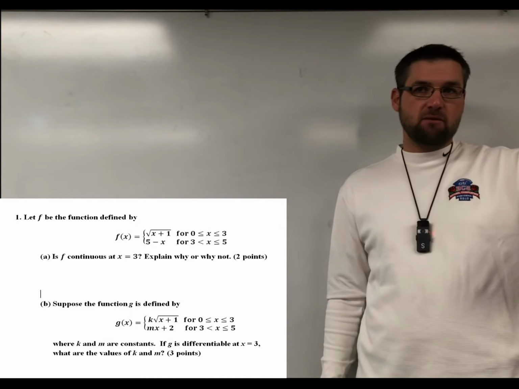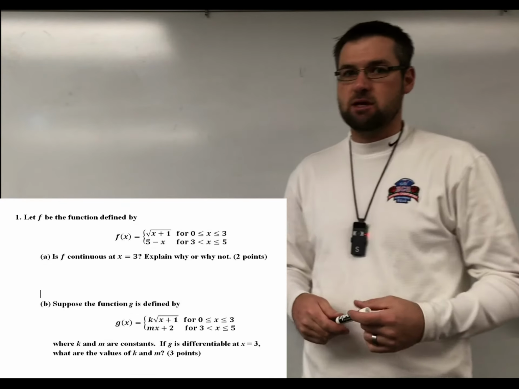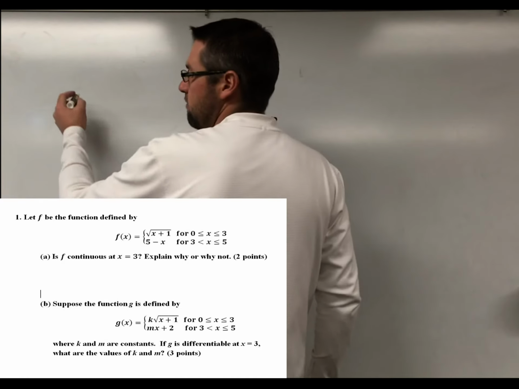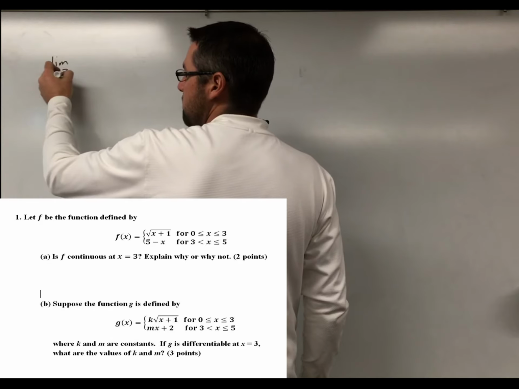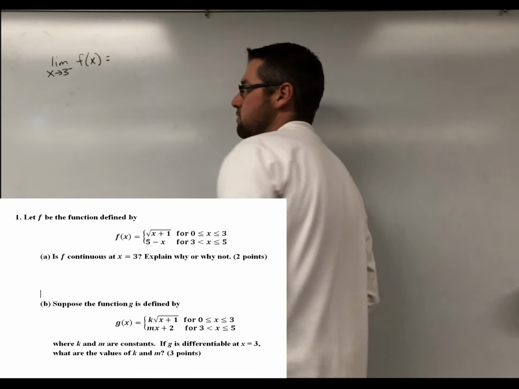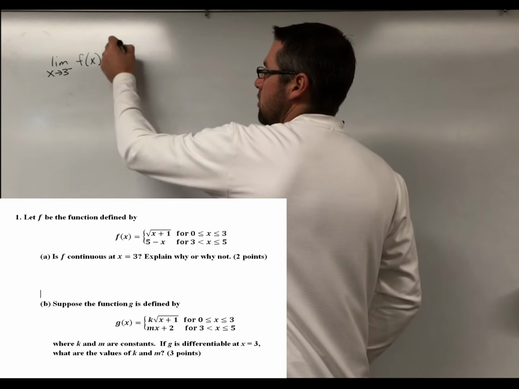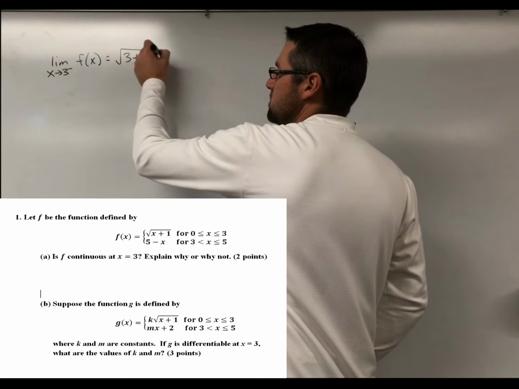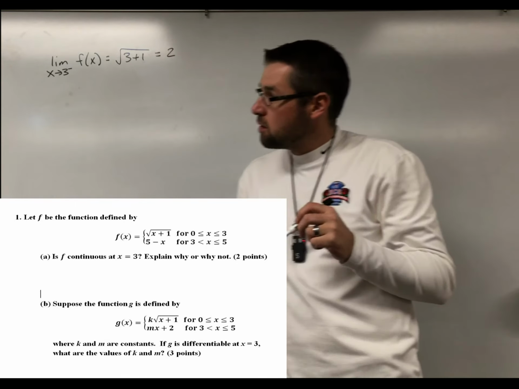The limit from the left, the limit from the right, and the function's value have to be equal to each other, right? So we're going to find the limit as x approaches 3 from the left of f of x. And what's that equal to? Rad 3 plus 1, which is equal to 2.